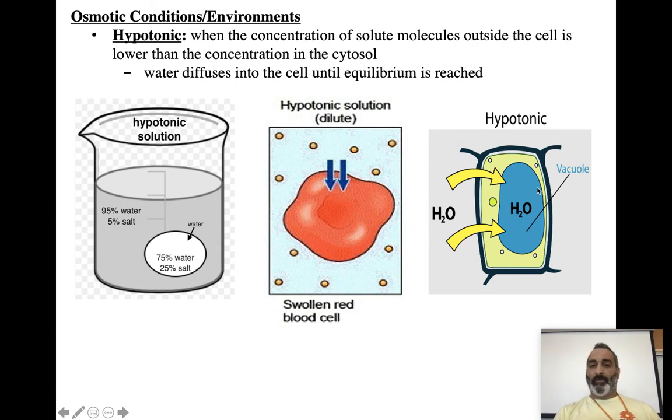It creates pressure. Okay, so one more time. Hypo means lower solute. And in this case, our solute is salt. We have 25% on the inside. It is lower on the outside, it's 5%. But because the salt is low, the water is higher. So there's a greater percentage of water on the outside. Water then enters to balance out the 75% on the inside.